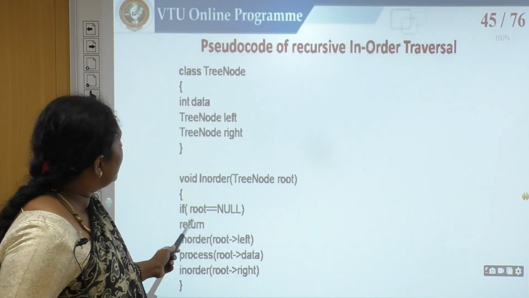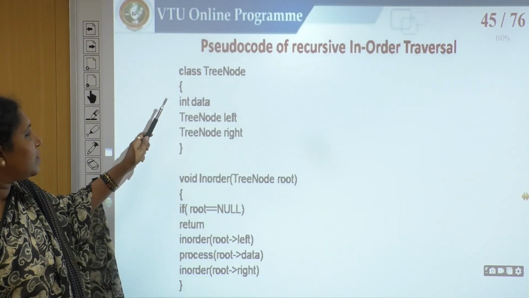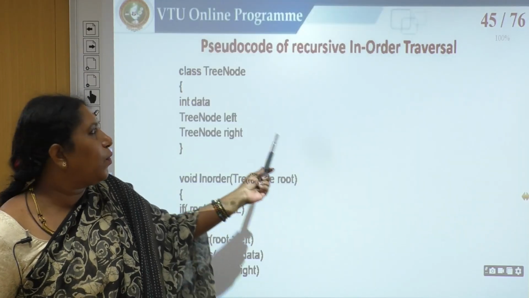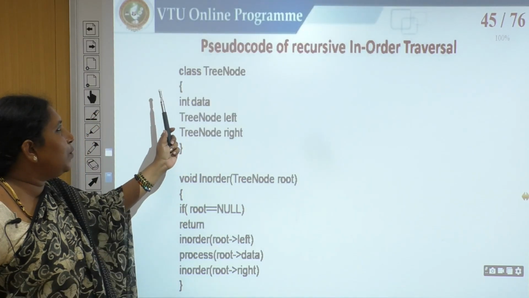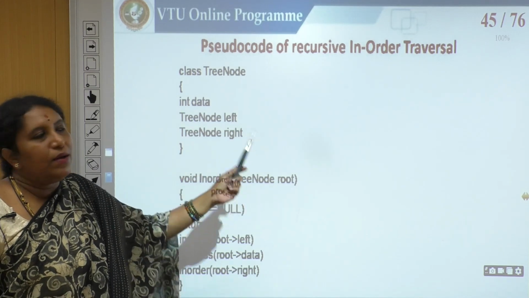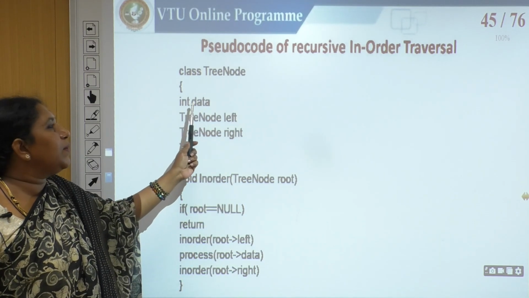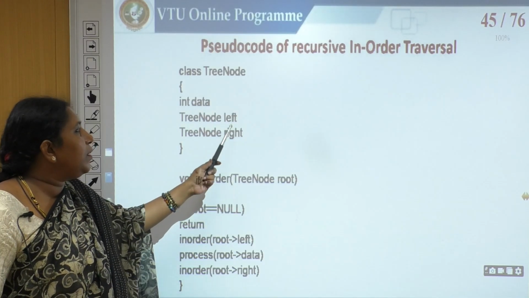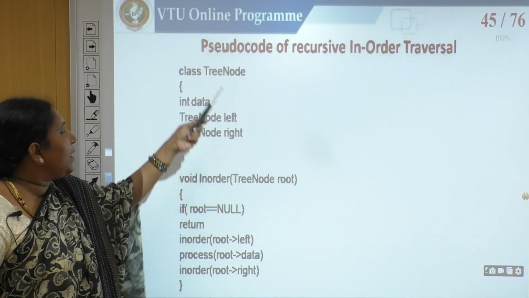okay. So, this is the pseudo code of recursive in-order traversal. You are supposed to write the recursive algorithm for all these traversal operations. For that, as I told you, first you have to create a node. So, this is the class TreeNode, then you take one integer variable to store the data, then a left pointer and a right pointer to store the addresses. So, this is how you create one tree node.